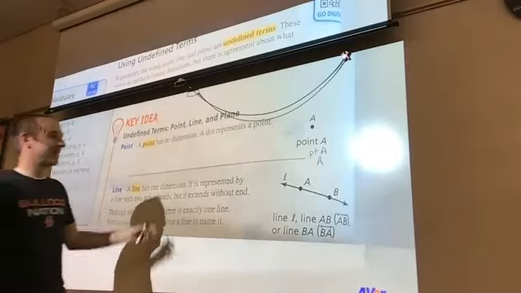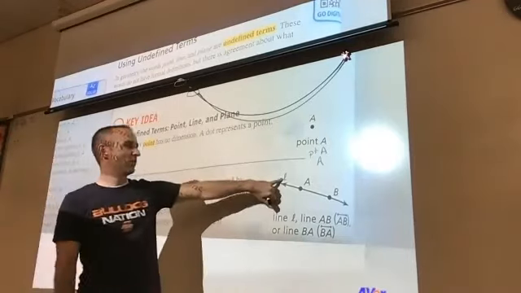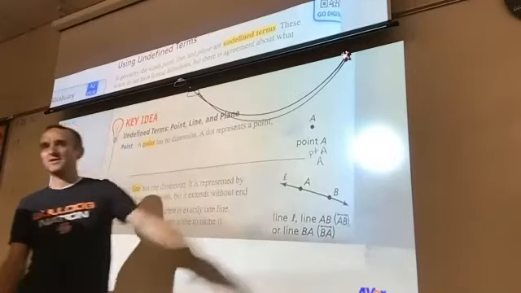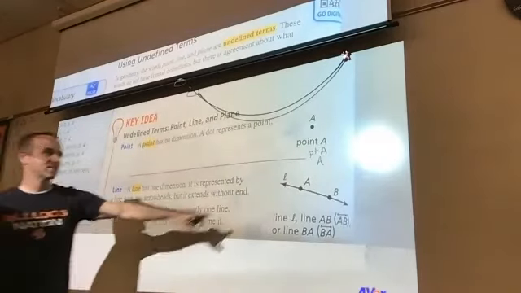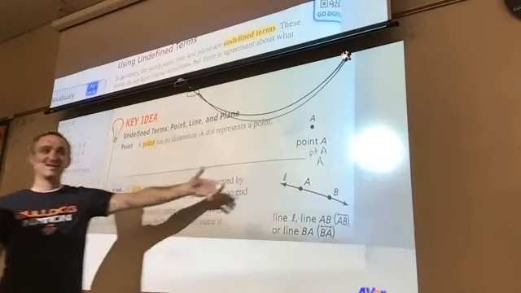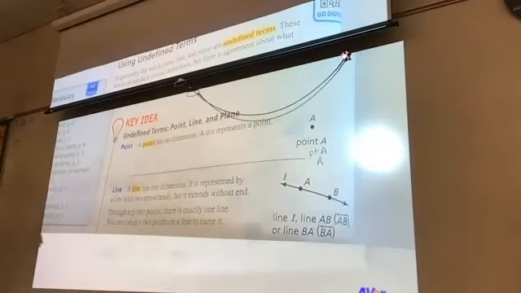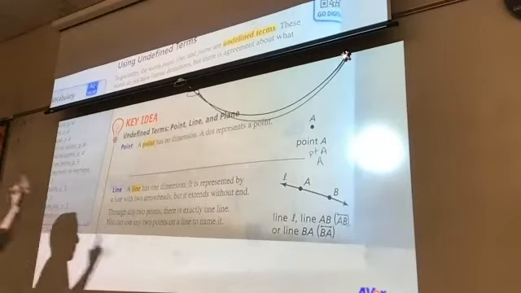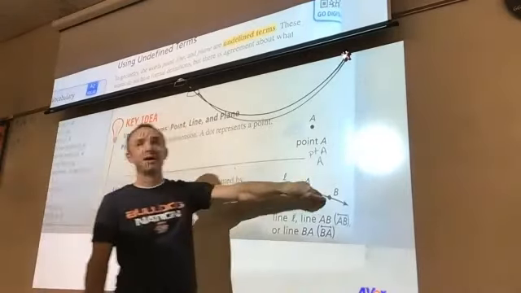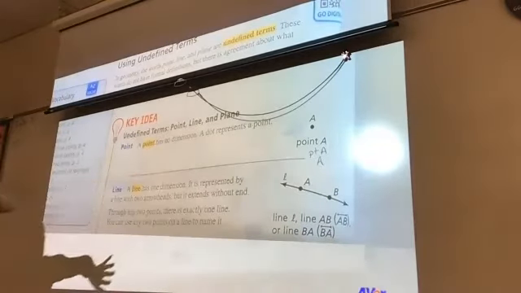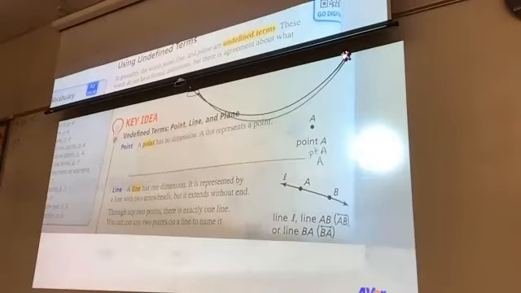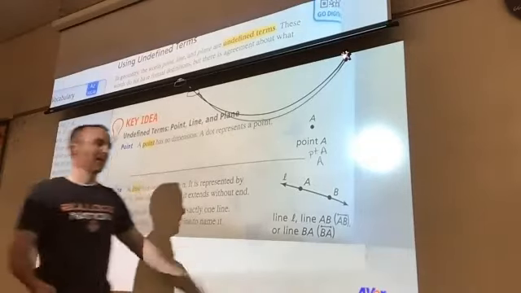When we name a line, we can either name it with a lowercase letter. If that lowercase letter is over one of the arrows, that's telling us that that's the name of the line. So we can just call it line L like that. Or we have to use two points that are on that line. It could be any two points that are on that line. It doesn't matter the order of the letters. Okay, so line AB and line BA are the exact same thing. It's just the line that goes between A and B.